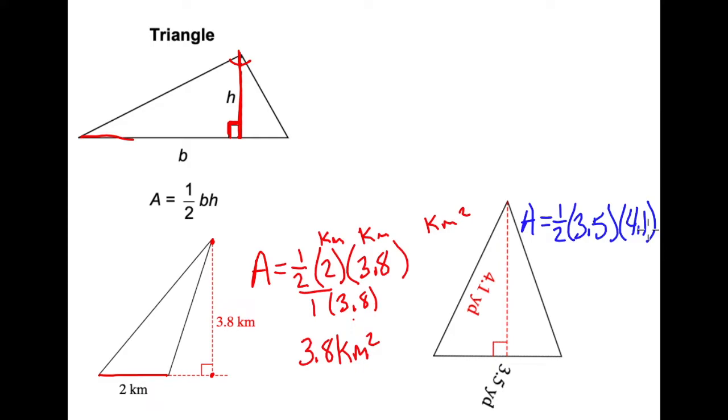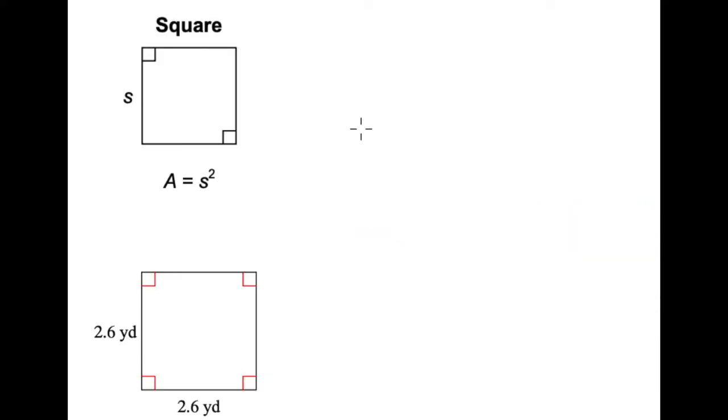When we multiply the half by 3 and 5/10, that gives us 1 and 75/100. We'll finish by multiplying that by 4 and 1/10, and that gives us 7 and 175 thousandths, and this is yards squared for our area of that triangle. The next shape we'll look at is a square. To find the area of a square, a square has 4 equal sides, so that would be side times side, or side squared. In our given example, we have a square that is 2 and 6/10 yards by 2 and 6/10 yards.